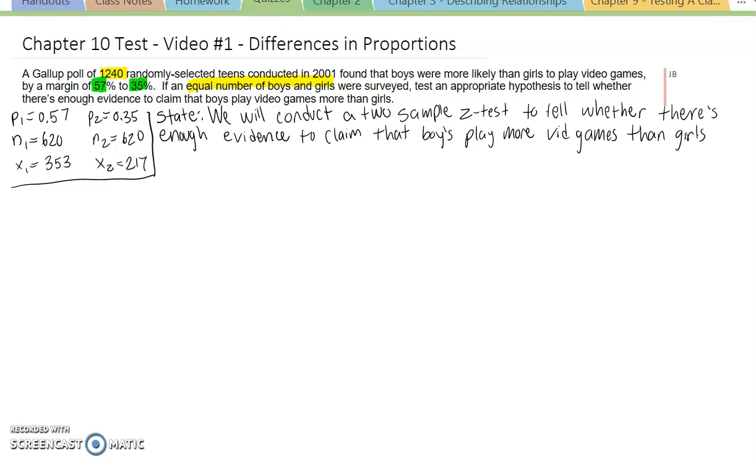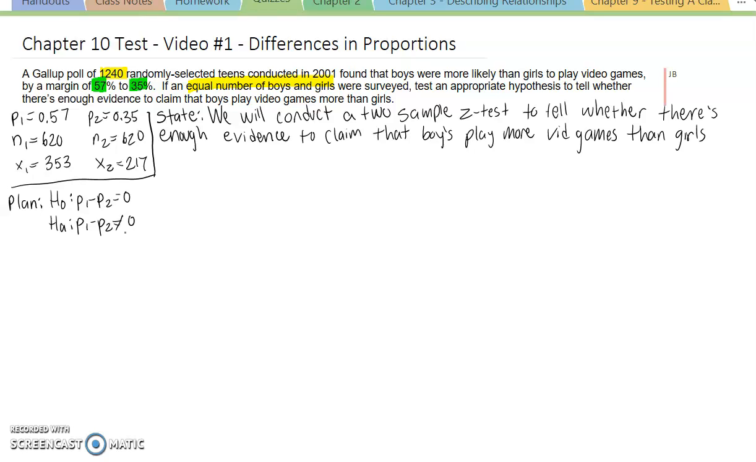So next we are on to our planning stage. So H0, which is our null hypothesis, is P1 minus P2 equals 0, and that's basically saying that boys are not more likely to play video games than girls. And our alternative hypothesis is P1 minus P2 does not equal 0. And that's basically saying that boys are more likely to play more video games than girls are.